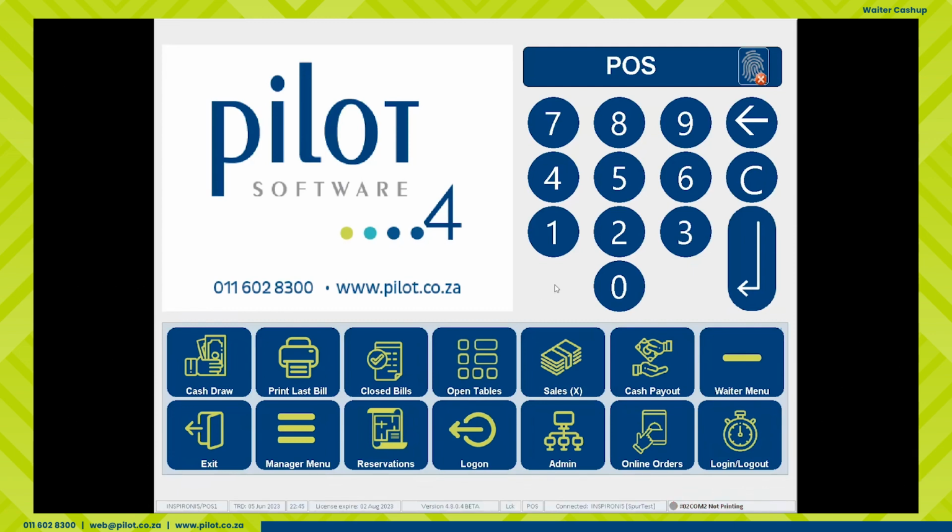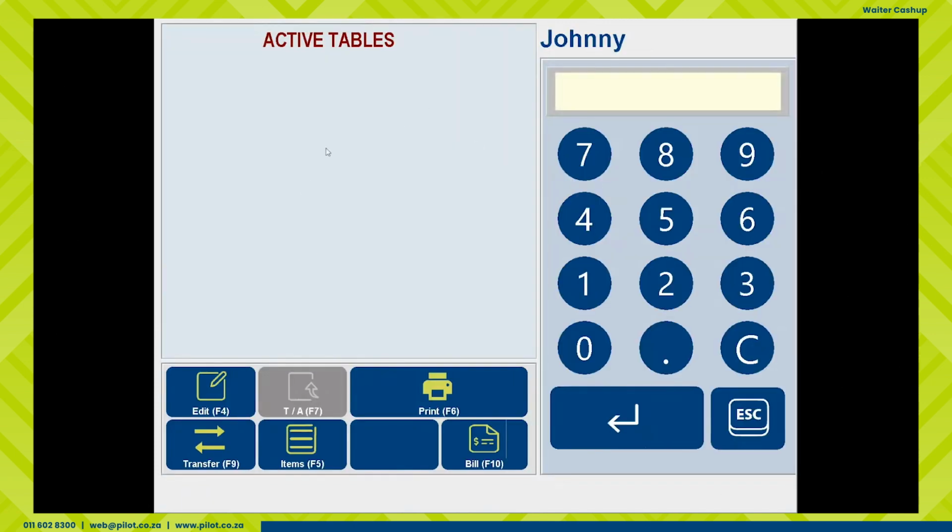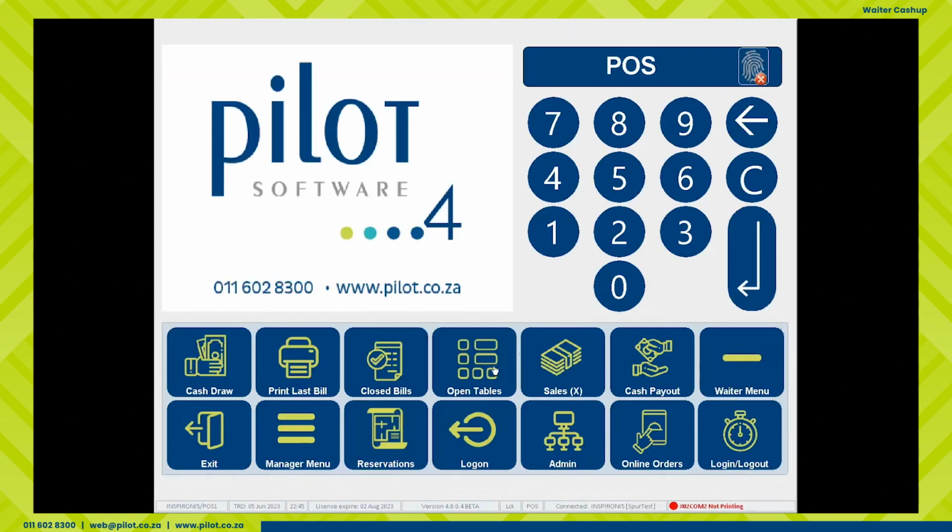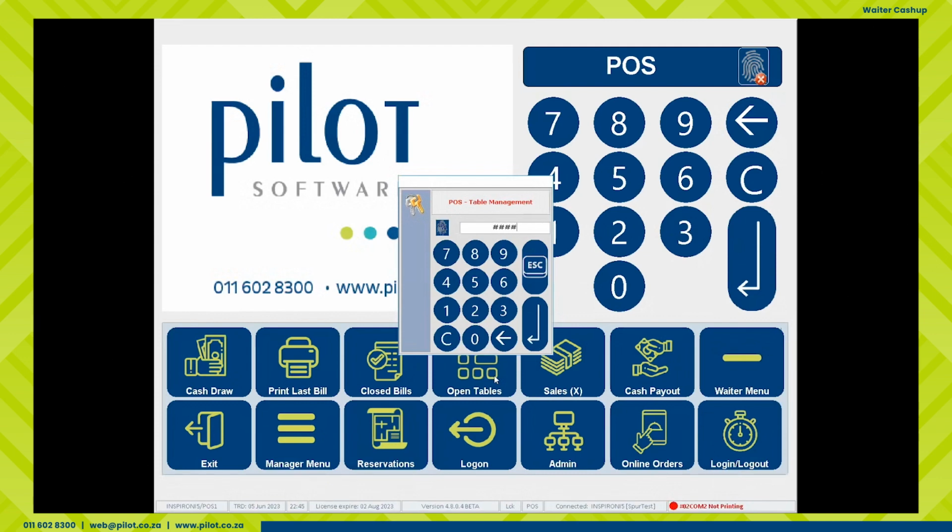To continue, ensure all open tables have been billed off and closed on the profile you would like to cash up. Do this by either logging into the waiter's profile and viewing the active table screen, which should reflect no open tables, or you can opt for a general view in the Open Tables window in POS.